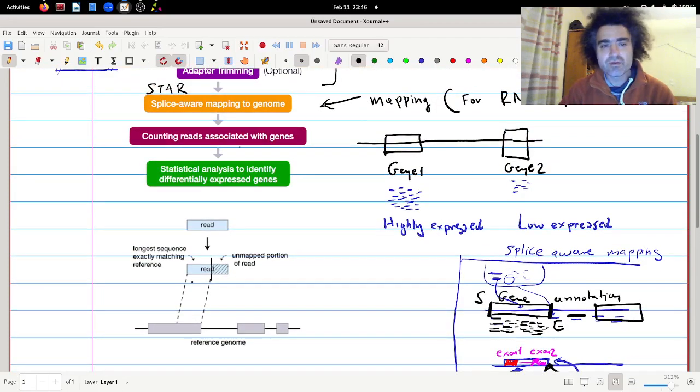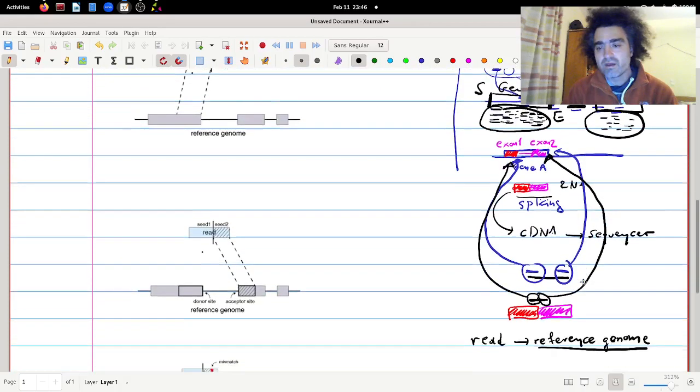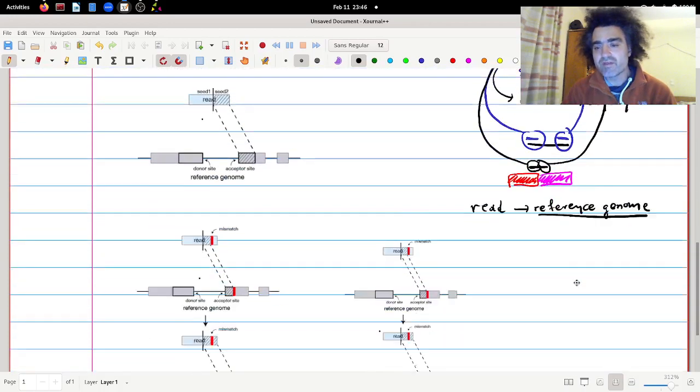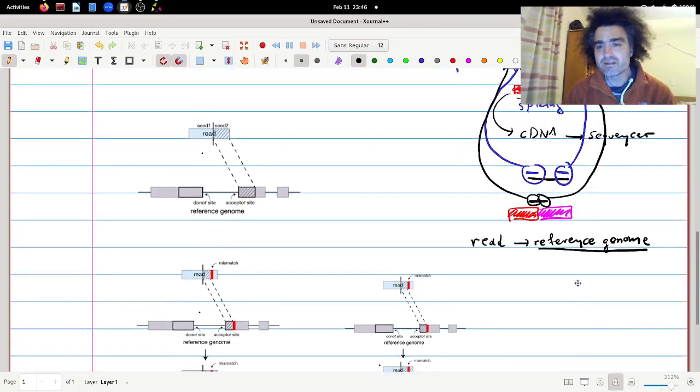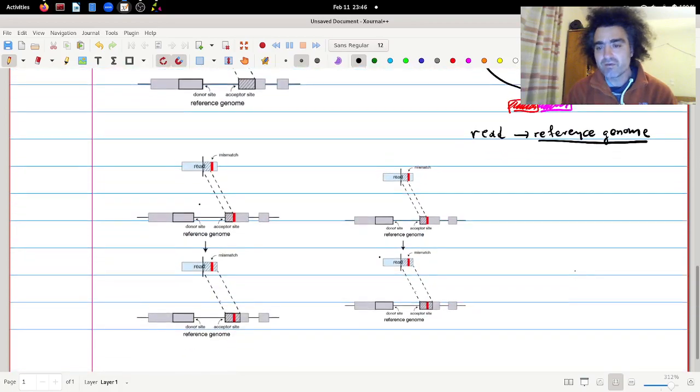Therefore, we count the reads, only the reads that are associated with genes. So we will count the number of these reads that are mapped to this gene here. And from this counting, we will infer the expression level of the genes. And if, for example, we need to know whether a disease causes some genes to be differentially expressed, then we have to perform the following experiment.